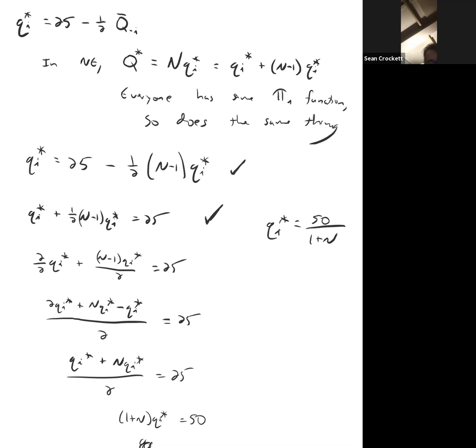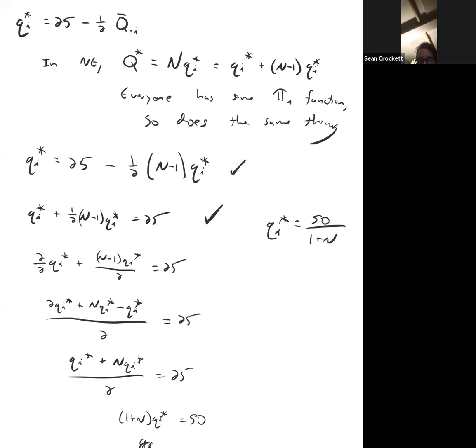So yeah, the mistake was in my algebra. I was trying to do too many steps at one time and ended up with a 3 halves instead of a 5 halves. But this is just taking my time a little bit more. And so this is going to be the Nash equilibrium quantity, no matter how many firms there are.